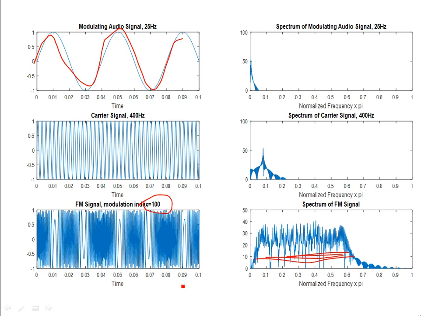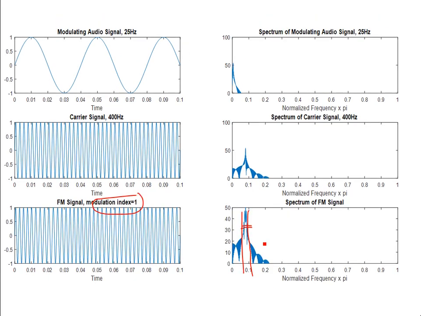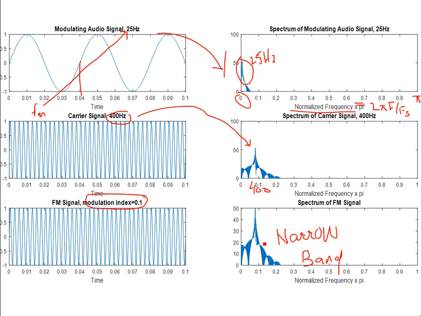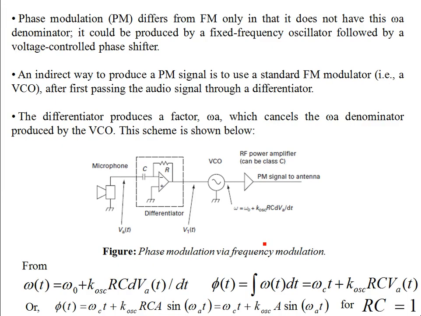So what we can deduce from these simulations, as we vary the modulation index, is that the bandwidth of the FM signal depends on the modulation index. The bandwidth of the FM signal is proportional to the modulation index. If the modulation index is high, the FM signal is broadband. If it is low, it's a narrowband FM.